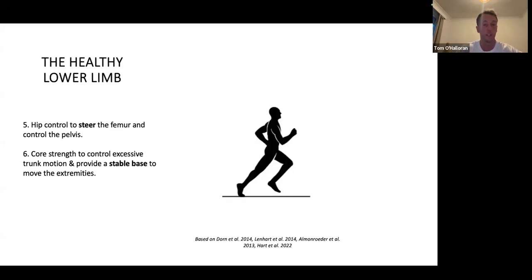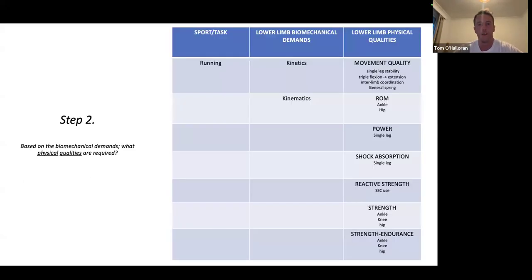And then we need some core strength to control excessive trunk motion and provide a stable base of support to apply force into the ground or to move the extremities. So this is my healthy lower limb. And when I'm assessing someone, I'm thinking about those qualities plus landing, hopping, springing. So that was step one, understanding the lower limb biomechanical demands.